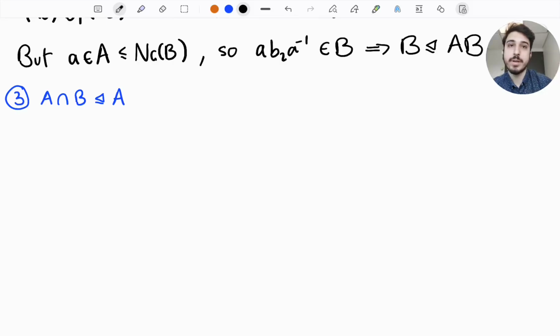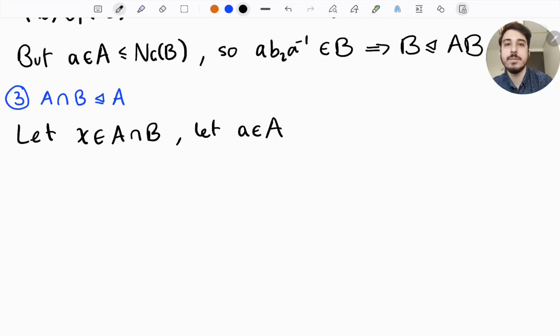Let us now prove the third part, which says that A intersecting B is a normal subgroup of A. So let x be some element in A intersecting B, and let a be some element in A. We would like to prove the same thing we've already proven for number 2, but now for this subgroup. So let's take the conjugate a x a^-1, and we would like to see that this conjugate is inside the subgroup A intersecting B.